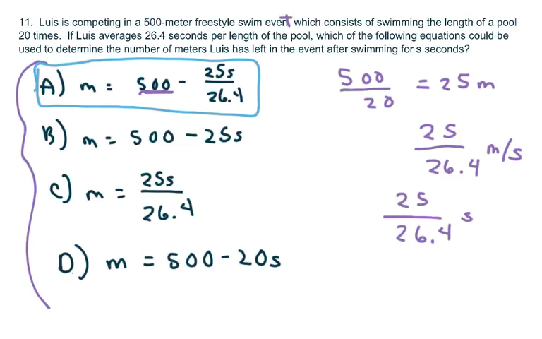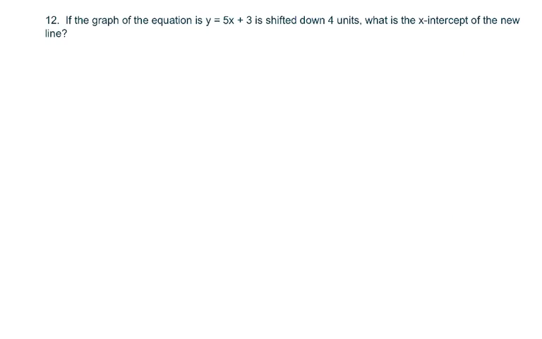Okay. Next one. If the graph of this equation, and these are all linear, of course, is shifted down 4 units, they want to know what the x-intercept is. So you shift it down, that means you're subtracting 4 from the y-intercept. So our new equation is y equals 5x minus 1. So what's the x-intercept? That means y is 0. So when y is 0, what is x?